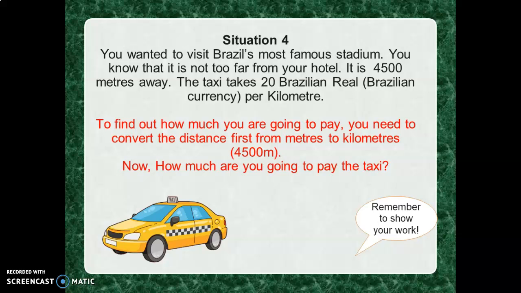To find out how much you're going to pay, you need to convert the distance, first from meters to kilometers. Now, how much are you going to pay the taxi?